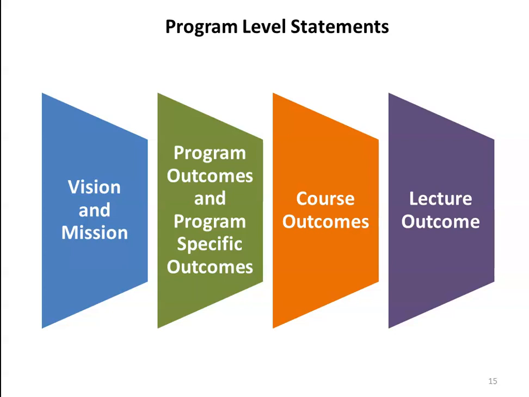So the last two, the course outcome and the lecture outcome, are the responsibility of the individual teacher. The individual teacher has to write the course outcome, and for every lecture, there will be 45 lectures per course or 60 lectures per course. For every lecture, we have to write the lecture outcome.